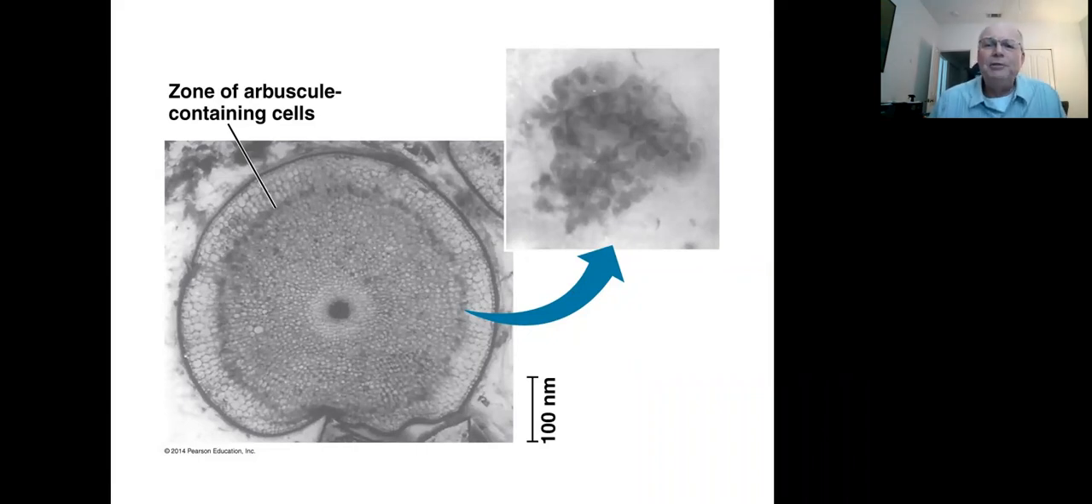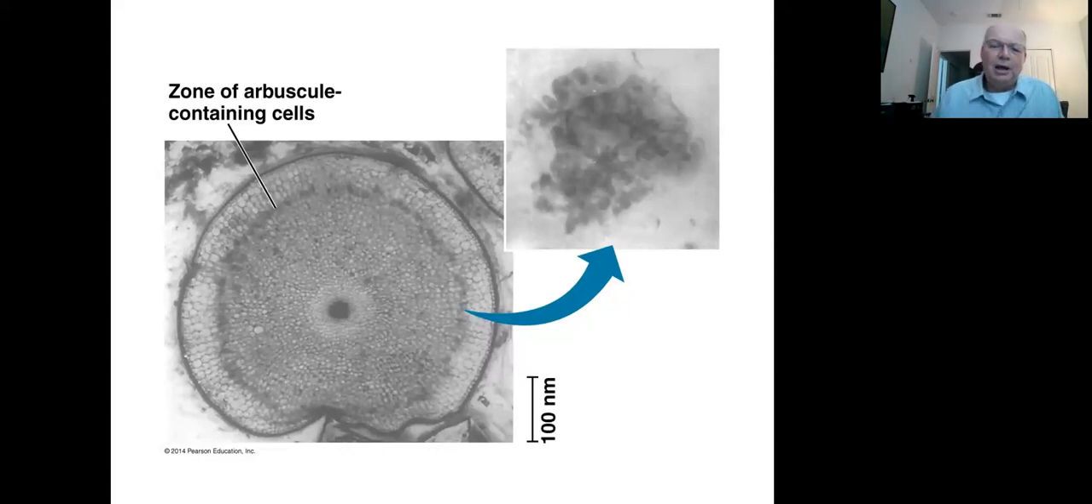The plant cell membrane wraps itself around all of these branches and creates a huge surface area for transfer of materials from the fungus to the plant and from the plant to the fungus. This is a mutually beneficial symbiosis that gives the plant access to the water and minerals that the fungi can mobilize, particularly potassium, and allows for the fungus to benefit from photosynthates, carbohydrates and the like that can be transferred from the plant root to the fungus.